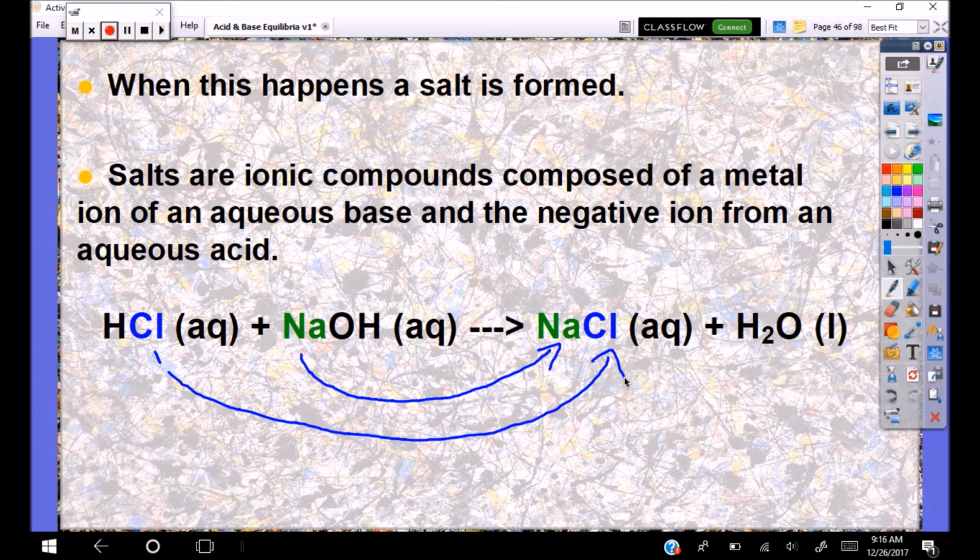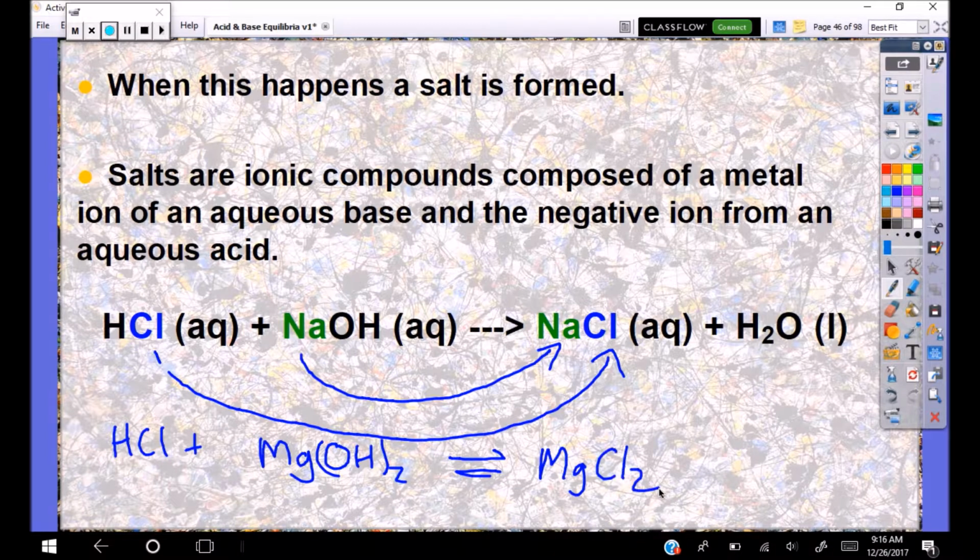You could have HCl and, what's another base? I could have magnesium hydroxide, and that would give me magnesium chloride. This is still a salt. Again, it's just any kind of acid and base where they're mixing and neutralizing themselves. We get a salt.